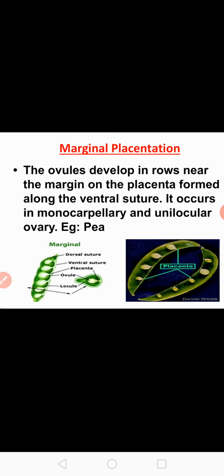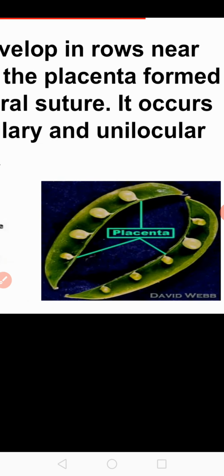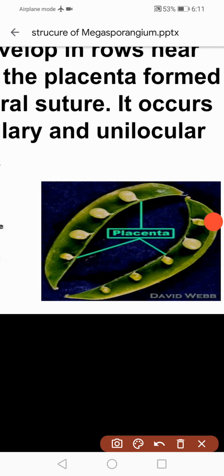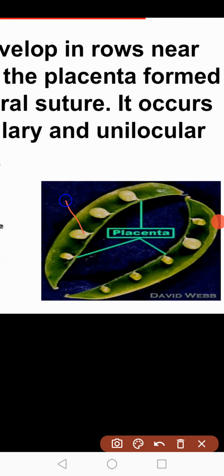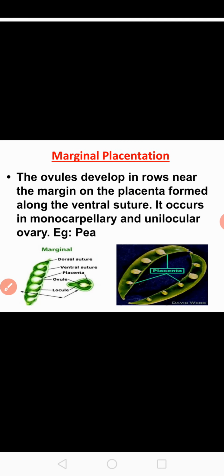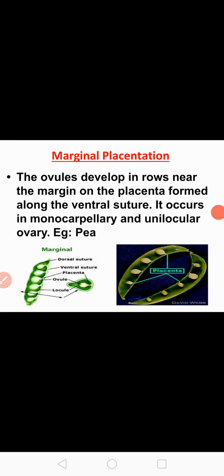The ovules develop in rows near the margin on the placenta formed along the ventral suture. So here the ovules develop in rows near the margin. So in this picture you can see the ovules. These ovules develop in rows near the wall or near the margin of the ovary, and it occurs in monocarpellary and unilocular ovary. Example for this is pea.